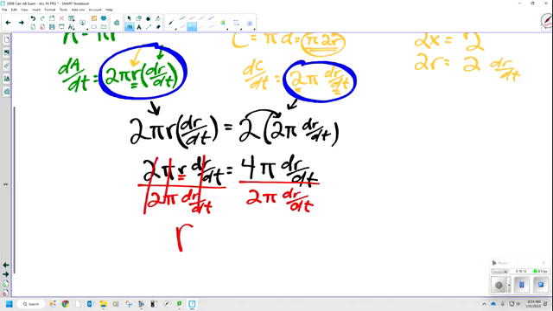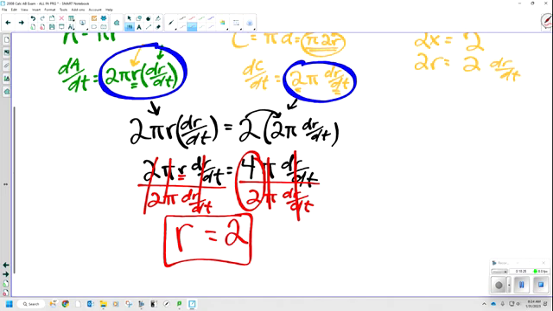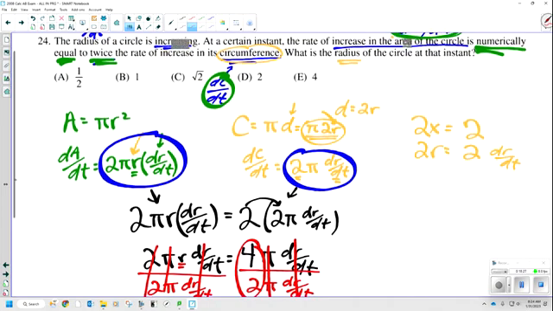Boom, boom, boom. I got an r equals. Pi's go bye-bye. dr dt's go bye-bye. And we have 4 divided by 2, which is 2. This is the value of the radius. It's 2, and that would be choice D.